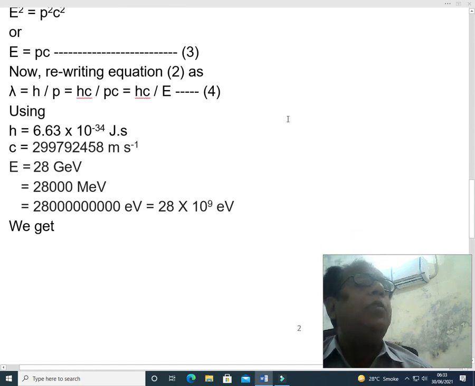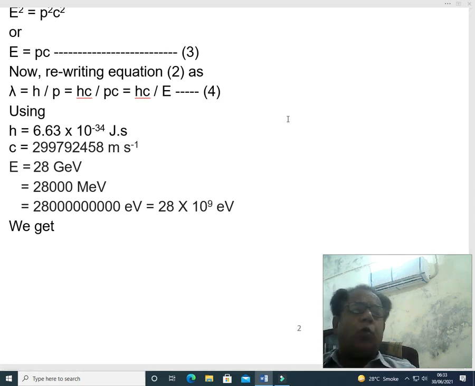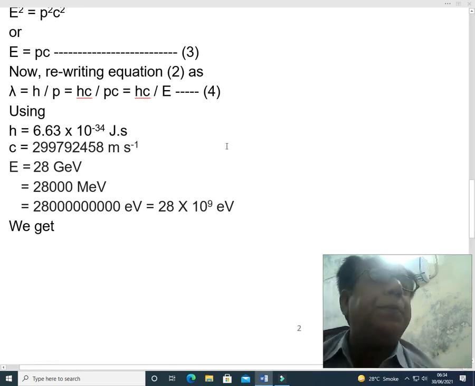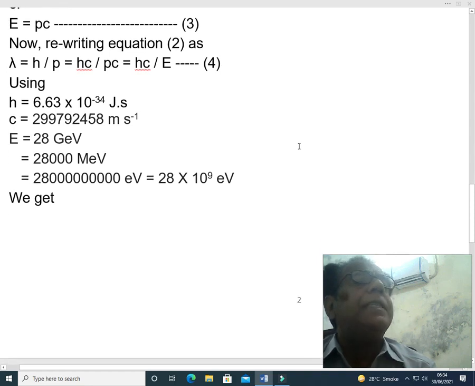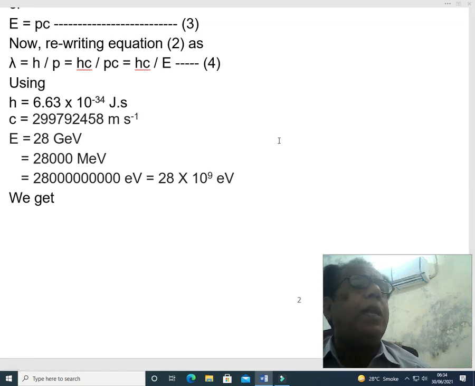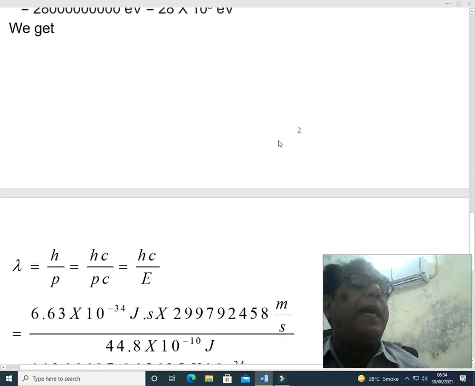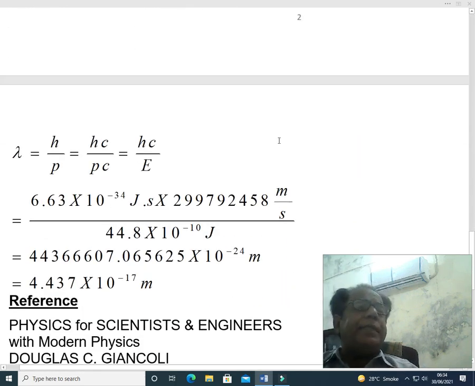Now using the value of H equal to 6.63 into 10 raised to the power minus 34 joule second, Planck's constant, which is a constant, then the value of speed of light C, which is again constant, then the value of E which is given in the statement, 28 giga electron volt or 28,000 million electron volt or 28 into 10 raised to the power 9 electron volt. We get lambda equal to H over PC is equal to HC over PC is equal to HC over E.